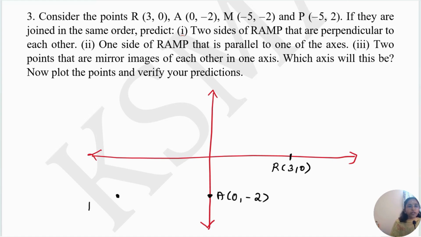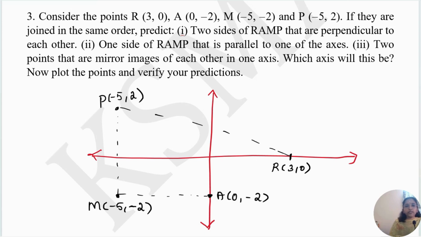So M point -5, -2, and again the point P is -5, 2. So this is straight away, because these two x data are equal. So -5, 2. And look at here, in the points M and A, our y data are equal. So we can have our point should be like this. So you can connect all your points as said in the question like this.